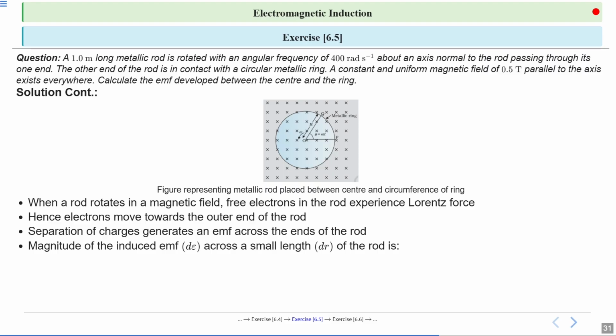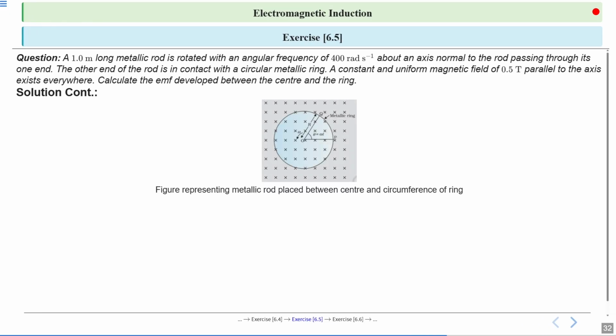Now we will do the derivation again. Suppose there is a small element dr on this rod, at a distance r from the center O. The magnitude of the induced EMF dε across a small length dr of the rod, according to motional EMF, is B v l, where l here is the small element length dr. So dε = B v dr. What is v in terms of omega? v = ω r. Putting this in the equation, dε = B ω r dr. This is the small EMF induced.